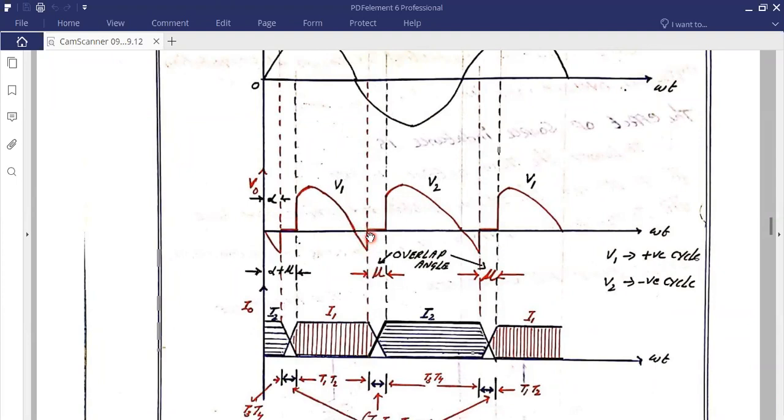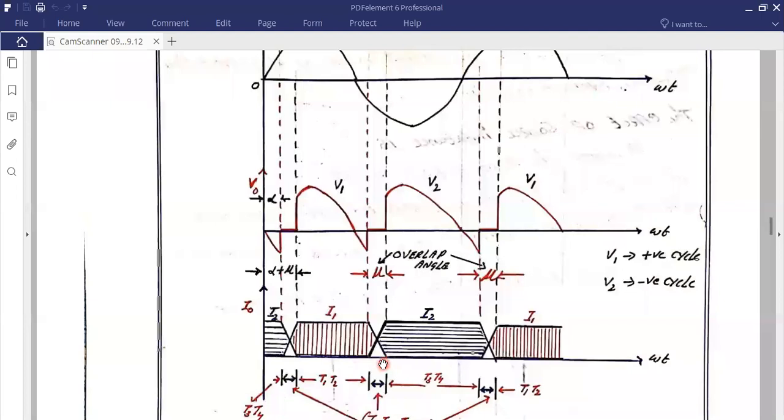At pi plus alpha, what will happen? Immediately the current should become zero if the source inductance is not considered, isn't it? But as the source inductance is considered here, the current is going to be gradually decaying, and it becomes zero somewhere here.